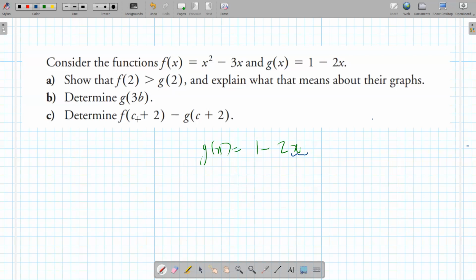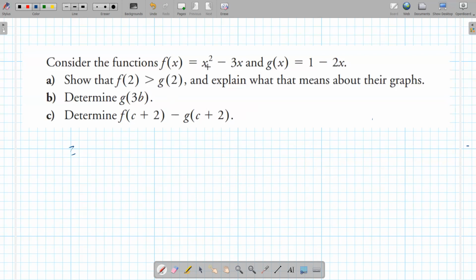So it says determine f of c plus 2 minus g of c plus 2. We can do this in the same go. So what would f of c plus 2 be? f of x is this function here, the equation part. So what's the next step? If f of x is this, what's f of c plus 2? x squared times, or sorry, no, there'd be brackets of c plus 2.